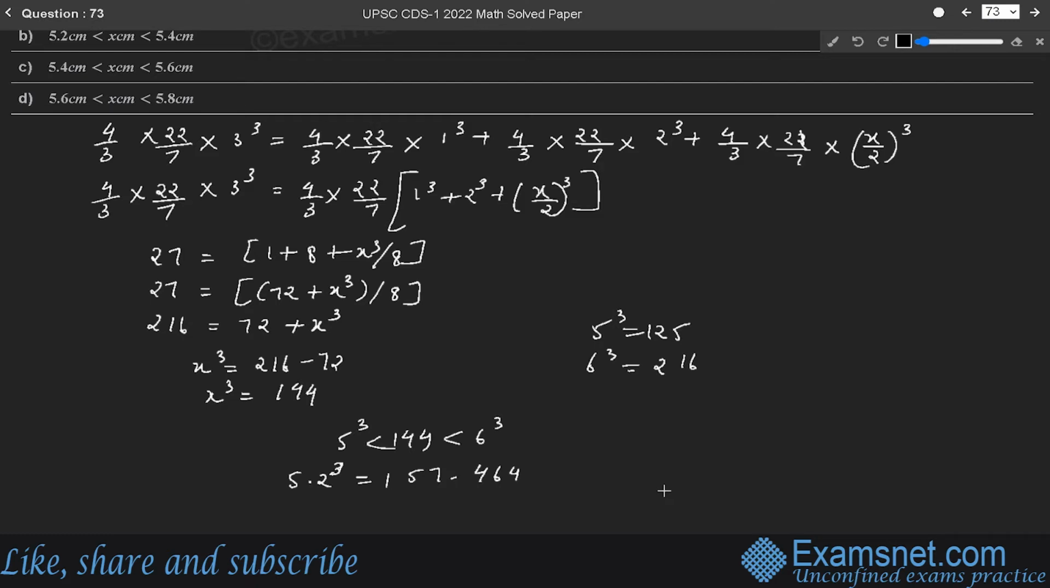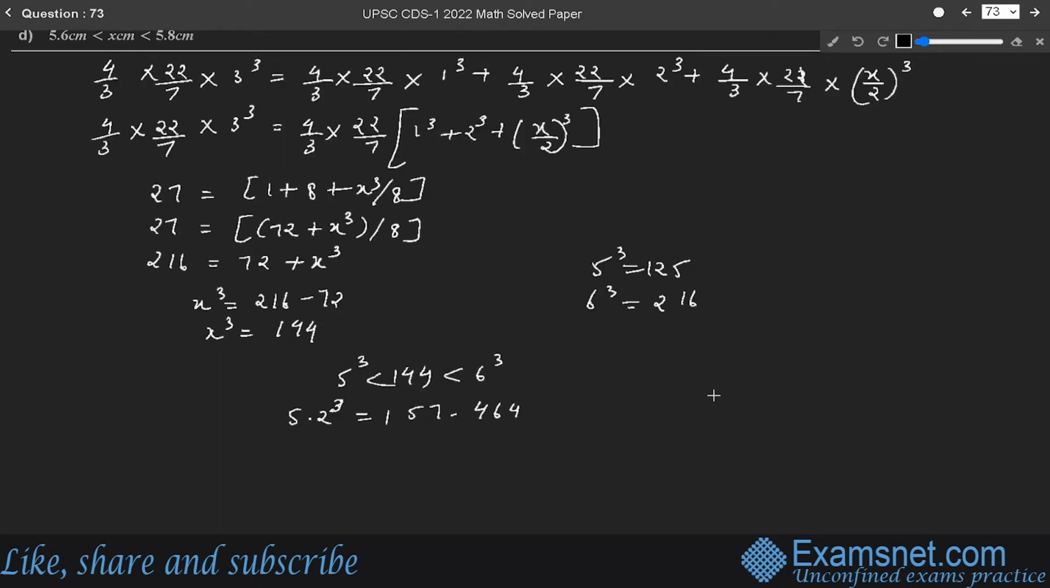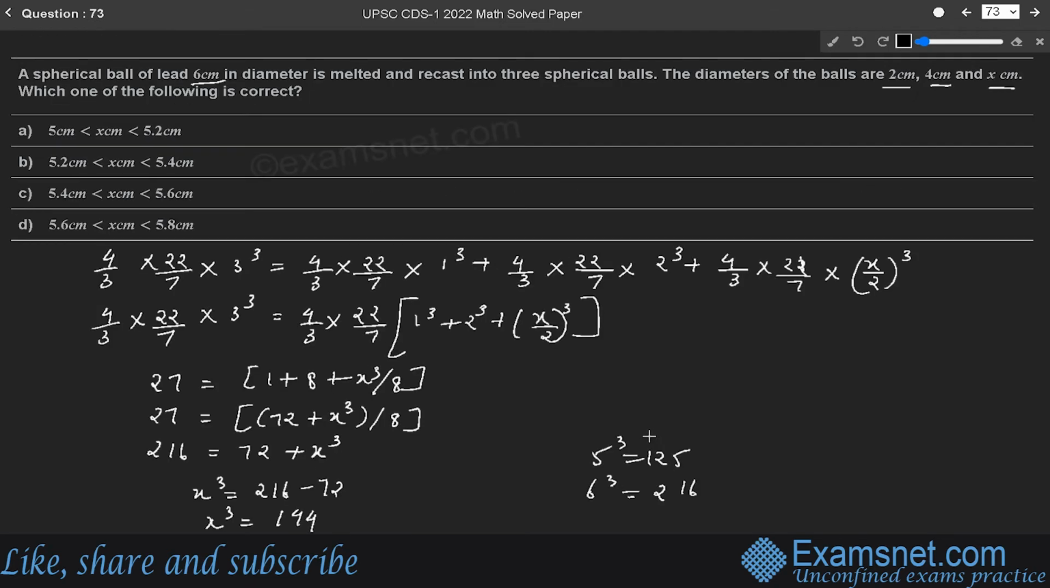So from this we can conclude that x is in between 5.2 and 5.4. So x lies between 5.2 and 5.4. Therefore the correct option for this question is option number B, which is x centimeter lies between 5.2 and 5.4 centimeter. So this is the correct option.